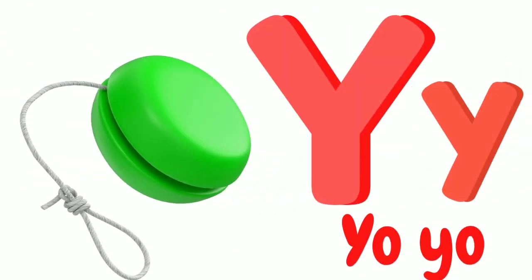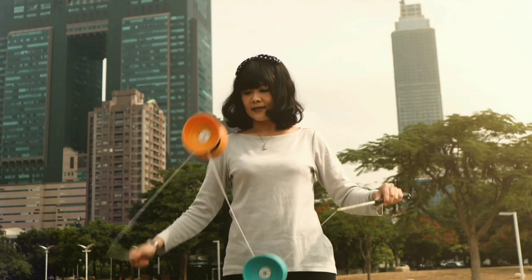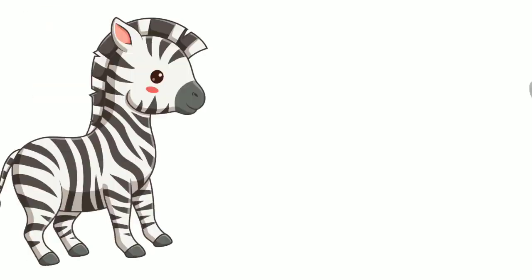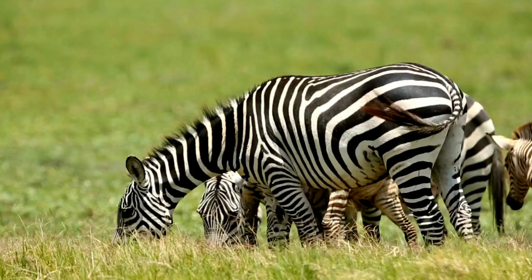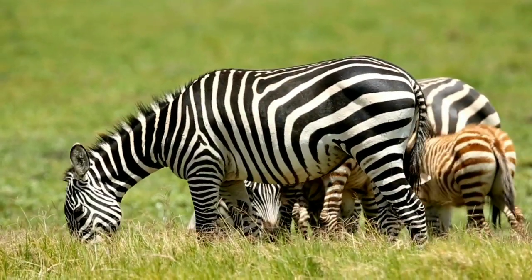Y is for yo-yo, yo-yo, yo-yo. This is a yo-yo, yo-yo, yo-yo. Z is for zebra, zebra, zebra. This is a zebra, zebra, zebra.